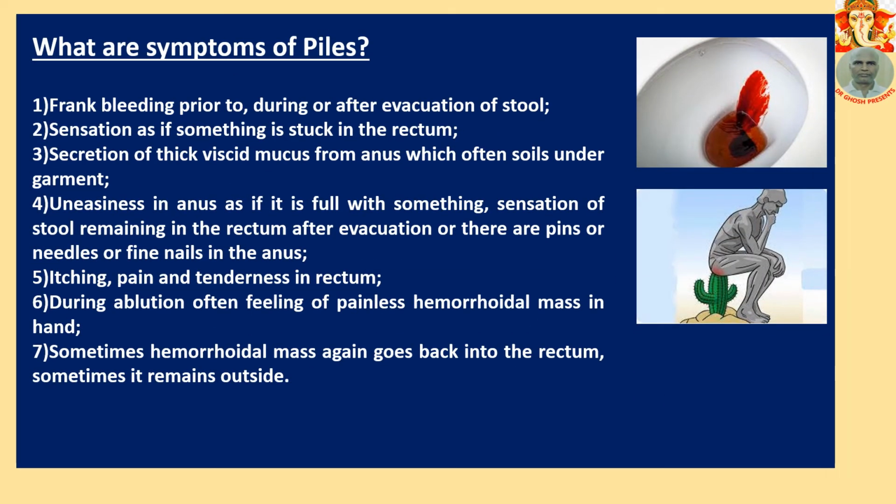What are the symptoms of piles? Number 1, frank bleeding prior to, during or after evacuation of stool. Number 2, sensation as if something is stuck in the rectum. Number 3, secretion of thick viscid mucus from anus, which often soils undergarments. Number 4, uneasiness in anus as if it is full of something, sensation of stool remaining in the rectum after evacuation, or as if there are pins and needles or fine nails in the anus. Number 5, itching, pain, tenderness in the rectum. Number 6, during ablution, often feeling of a painless hemorrhoidal mass in hand. Number 7, sometimes the hemorrhoidal mass goes back into the rectum, sometimes it remains outside.